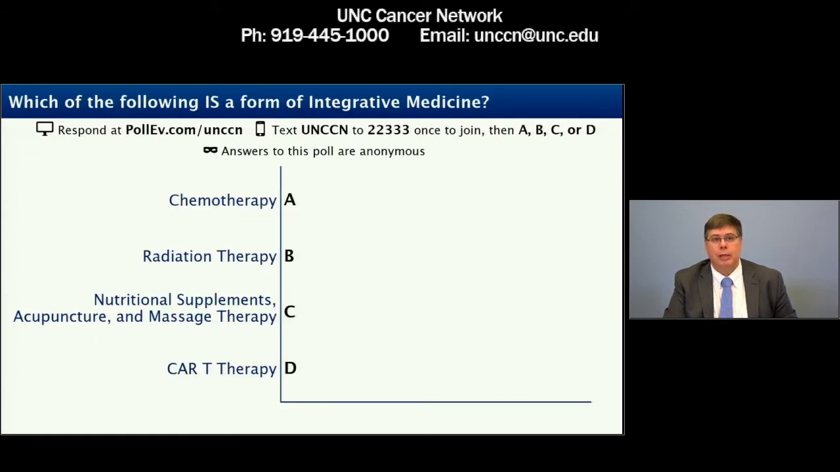This is our first question for Poll Everywhere. Which of the following is a form of integrative medicine? Your options are A, chemotherapy; B, radiation therapy; C, nutritional supplements, acupuncture, and massage therapy; and D, CAR-T therapy.